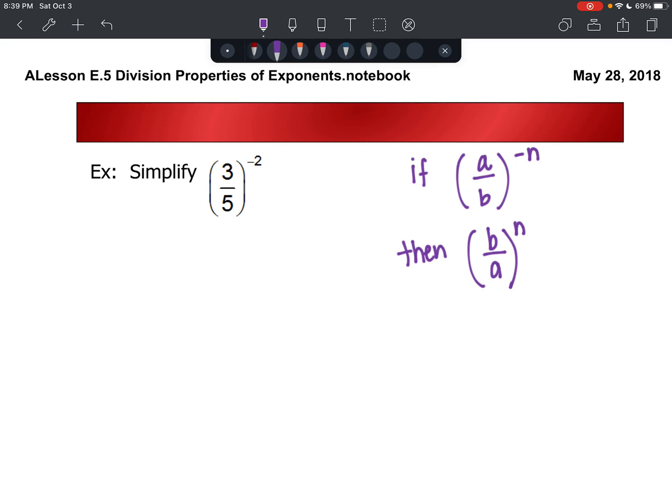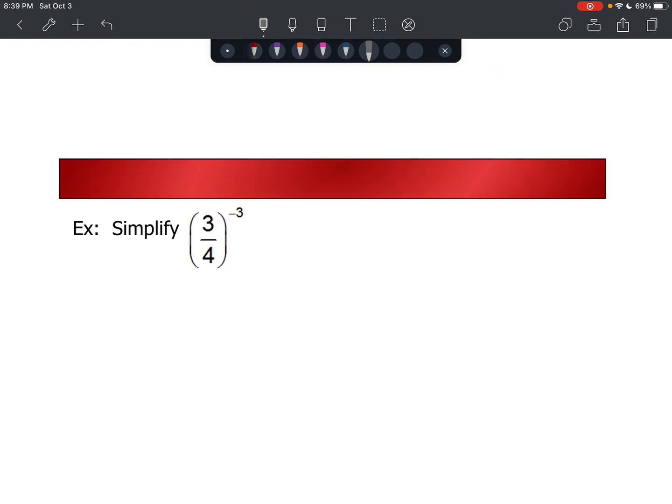Okay, so 3 over 5 raised to the negative 2 power is equal to 5 over 3 raised to the 2nd power. And 5 over 3 raised to the 2nd power is 25 over 9. Okay, time for you to try. 3/4 raised to the negative 3 power is the same as 4 over 3 raised to the positive 3 power. 4 cubed is 64 and 3 cubed is 27. So 64 over 27 is our answer.